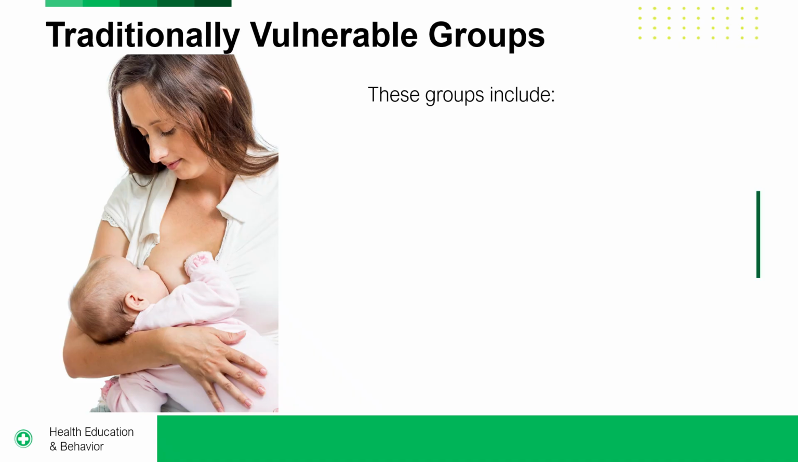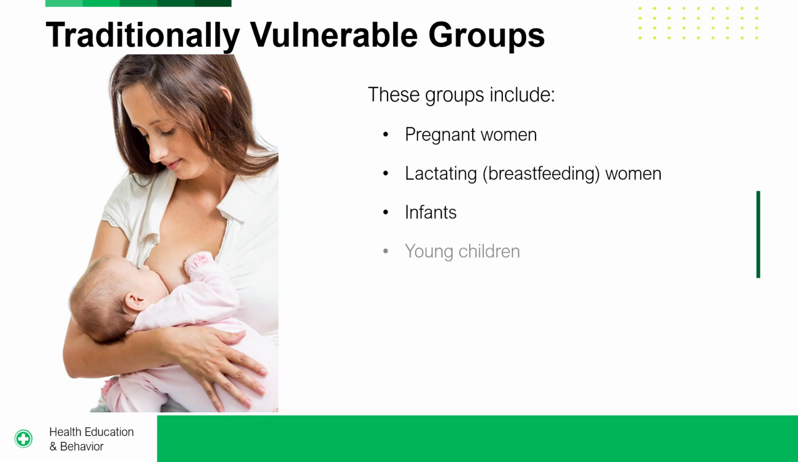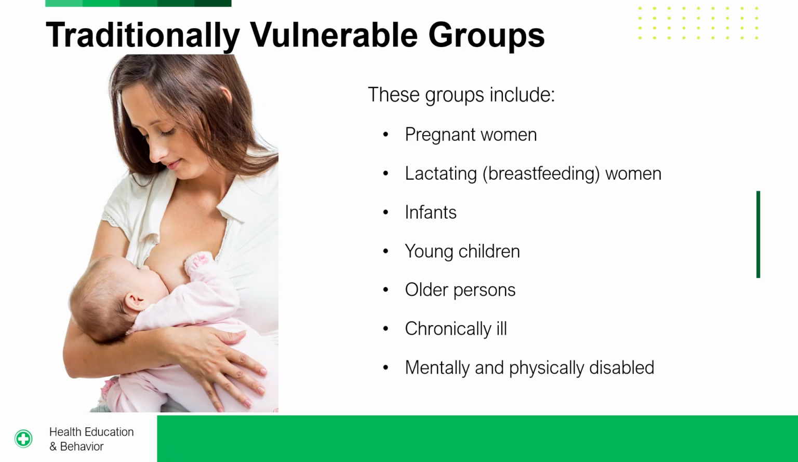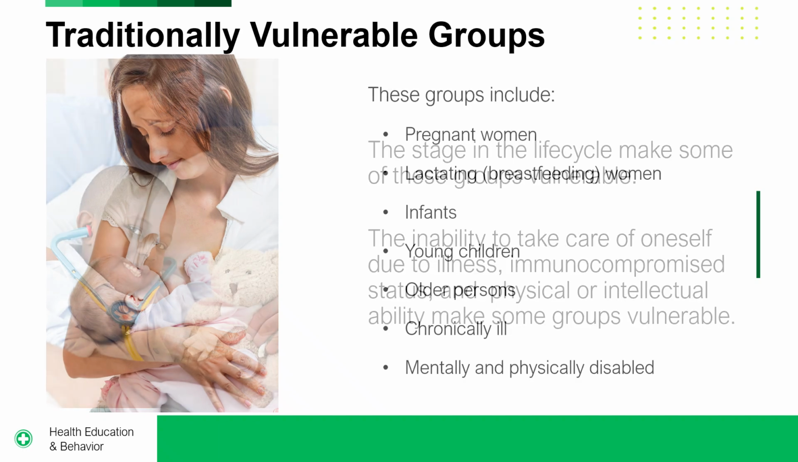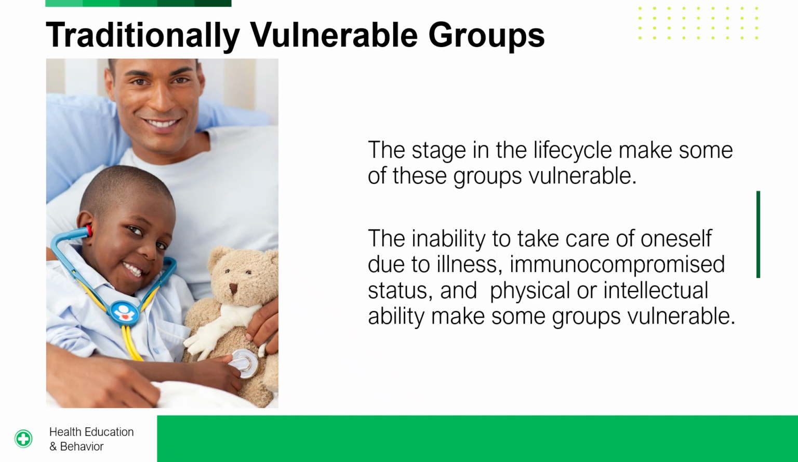Traditionally vulnerable groups include pregnant women, lactating or breastfeeding women, infants, young children, older persons, the chronically ill, and those that are mentally and physically disabled. The stage in the life cycle makes some of these groups vulnerable. The inability to take care of oneself due to illness, immunocompromised status, and physical or intellectual ability make some groups vulnerable.